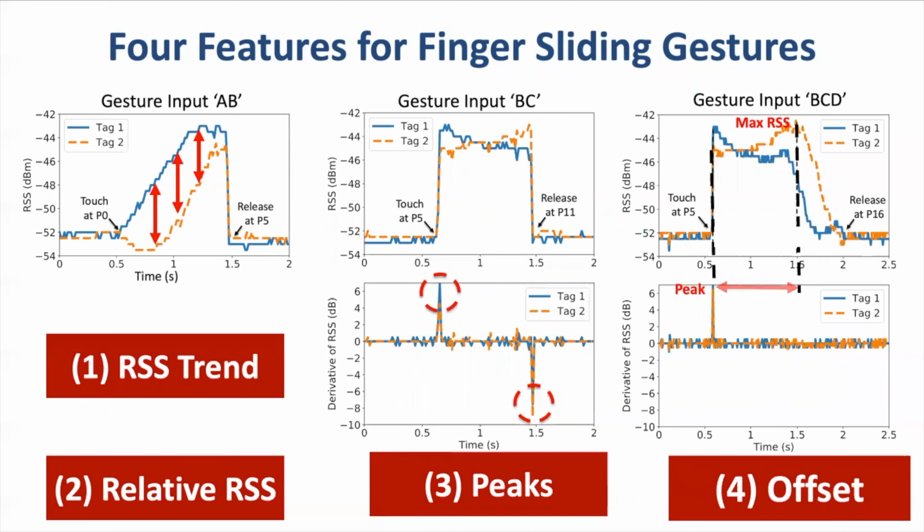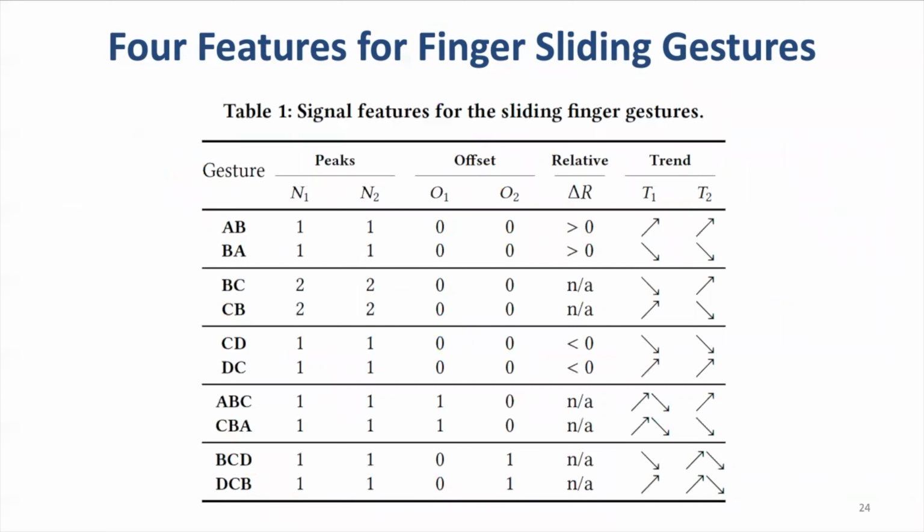The last feature is the index offset between the maximum RSS and the peak. We found that for some input gestures, the maximum RSS and the peak happen at the same time with a zero offset, but some are not and have an offset. We summarize the 4 features for all the 10 input gestures in this table. Based on the 4 features, we introduce a decision tree classifier to detect the 10 gestures.